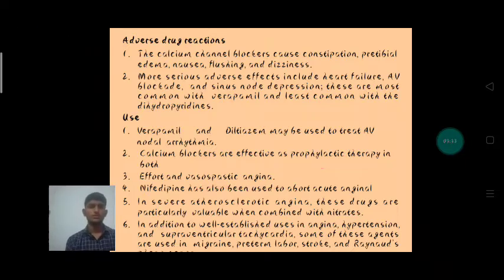Next is nifedipine. Nifedipine is given in acute anginal attacks, and in severe atherosclerotic angina we use nitrates, particularly nitrates combined with calcium channel blockers. In addition to this, there are well-established uses in angina, hypertension, supraventricular tachycardia, and some other diseases.